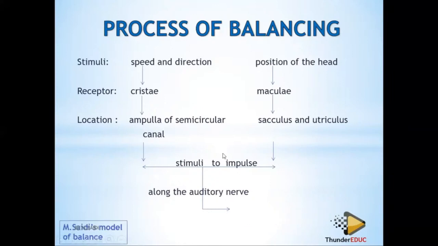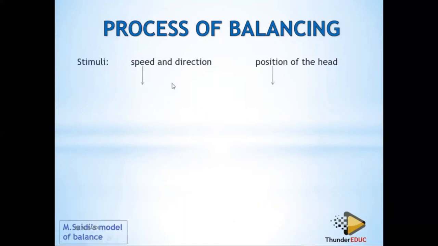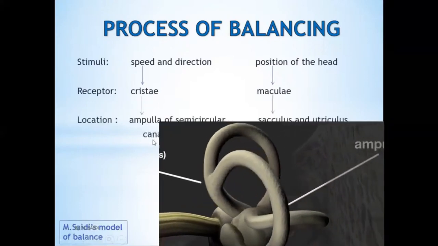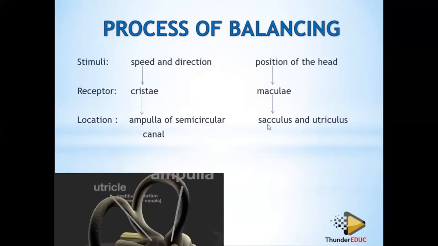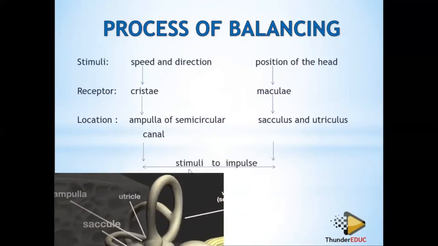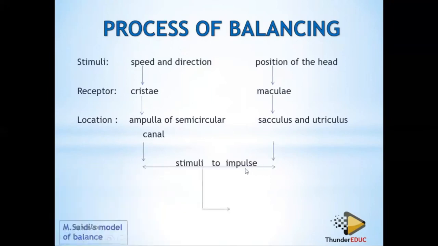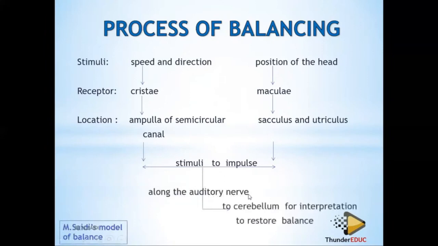So how do we explain this? Now you're writing what is needed, like for example in a paper. Change in the speed and direction of the head, comma, stimulates the cristae found in the ampulla of the semicircular canal, comma, change in the position of the head stimulates the maculae found in the sacculus and utriculus. The stimuli is being converted into impulse, and the impulse is sent to the brain along the auditory nerve for interpretation. The stimulus is sent to the cerebellum for interpretation to restore balance along the auditory nerves.